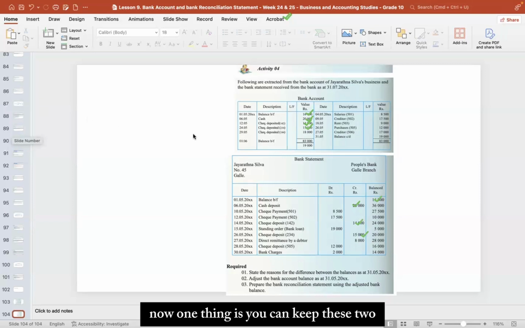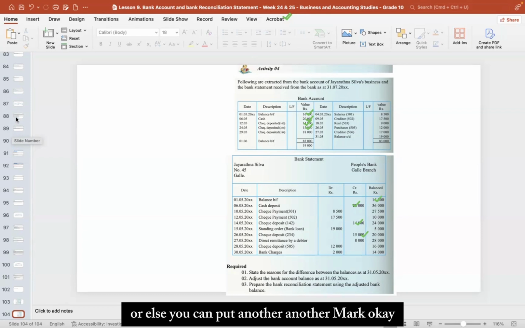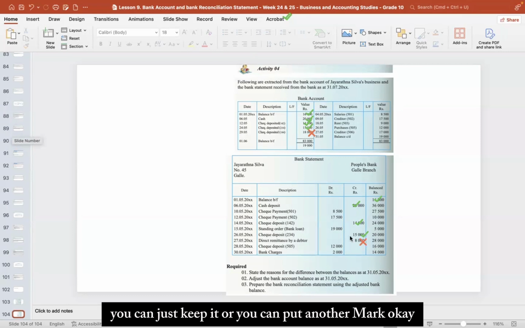Now one thing is, you can keep these two just like this, or else you can put another mark so you can remember this. You can just keep it, or you can put another mark.